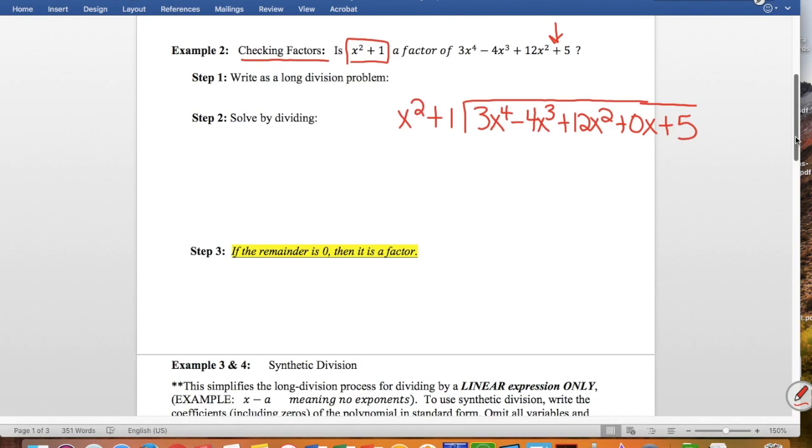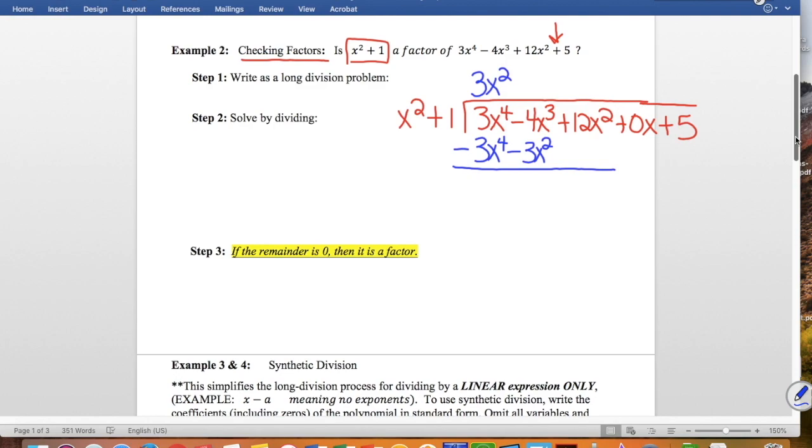So now my next question is, what do I need to multiply x squared by to get 3x to the fourth? Well, I need to multiply the x squared by 3x squared. So 3x squared times x squared is 3x to the fourth. And 3x squared times 1 is just 3x squared. Now, I'm subtracting both of those, so I need to change the sign of both of them. And now I can subtract and bring down.